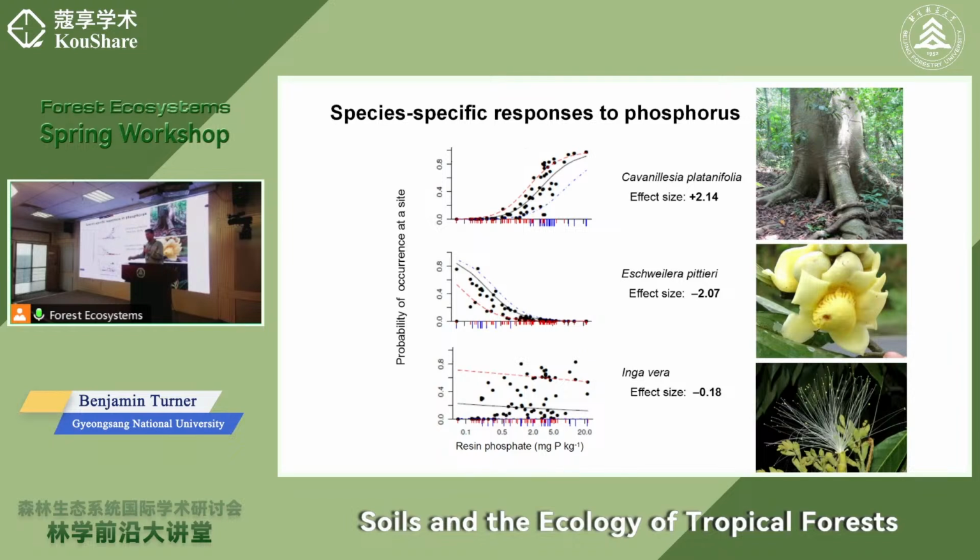And in the bottom, this is a species that doesn't care about phosphorus. This is Inga vera. It's a nitrogen-fixing species, and you can see that it occurs across the phosphorus gradient. It doesn't care about phosphorus. It actually has a strong moisture affinity. And so 3 different contrasting responses to phosphorus.